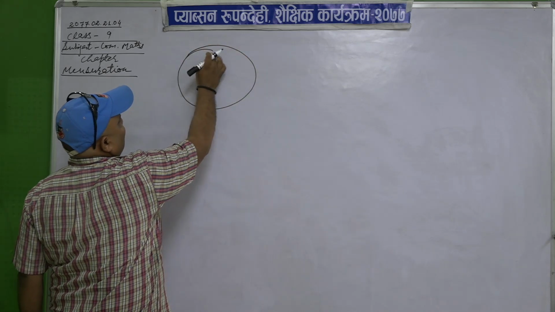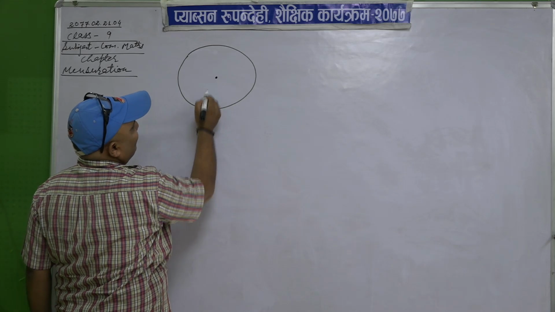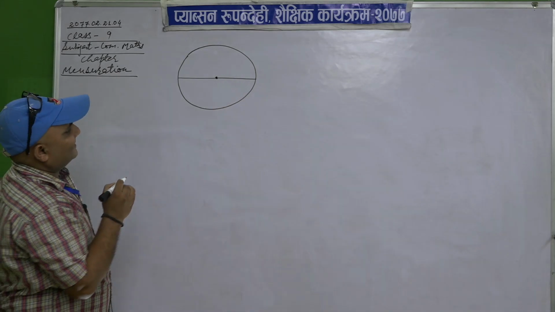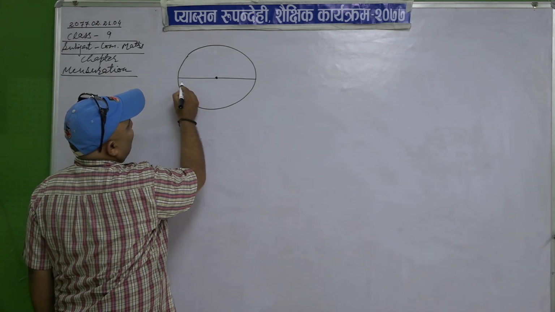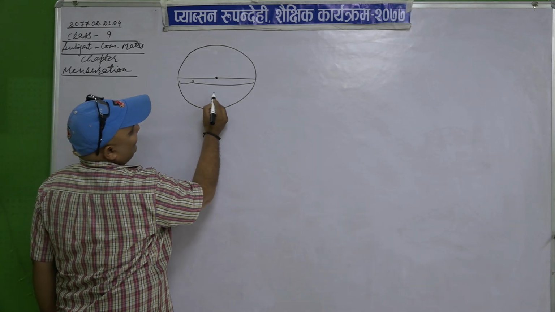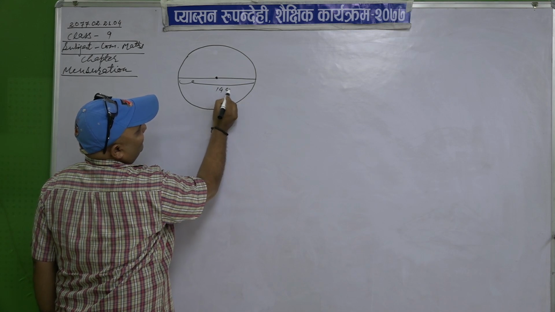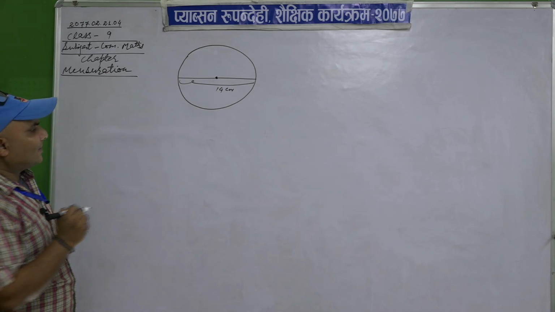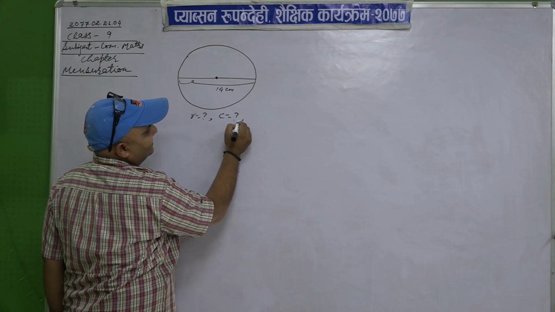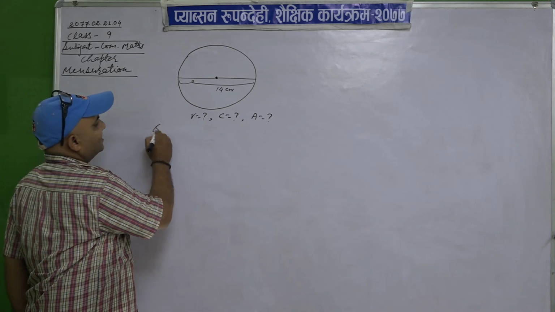Suppose this is the circle, this is the center of the circle, and this is a line passing through the center of the circle. Now, suppose the value of this line is given, and it is 14 centimeter. Now, we have to find out the radius, circumference, and area. Now, start the solution.